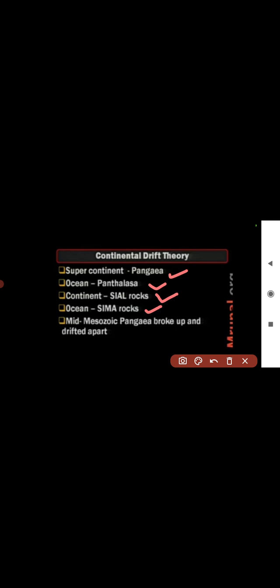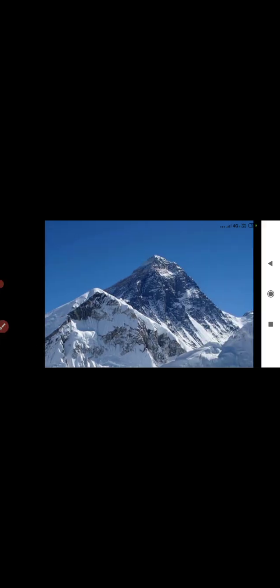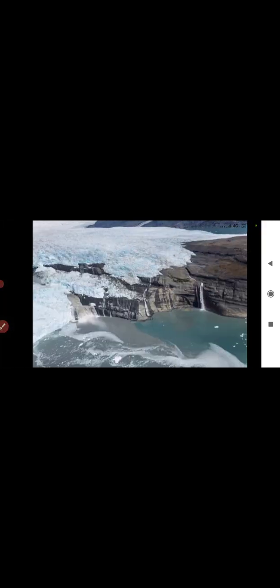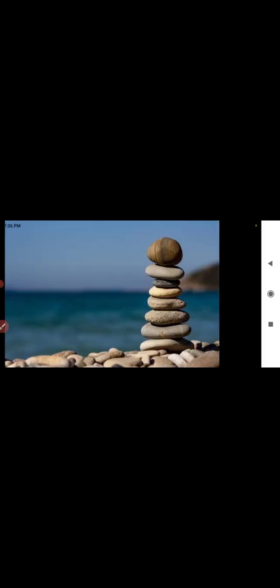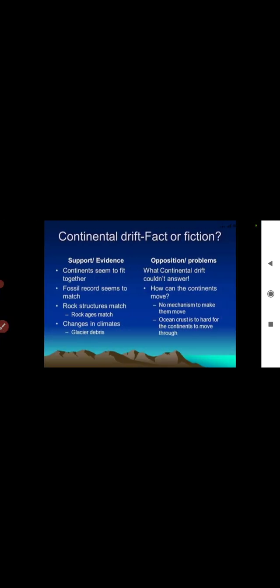If we look forward, we can see the subparts of Pangaea, that is Laurasia and Gondwana. That is another thing. So this continental drift theory gave the idea about supercontinent, super ocean, sial rocks, sima rocks, and mid-Mesozoic Pangaea. Moving forward, we can see there were some limitations of continental drift theory. But what were the limitations actually?